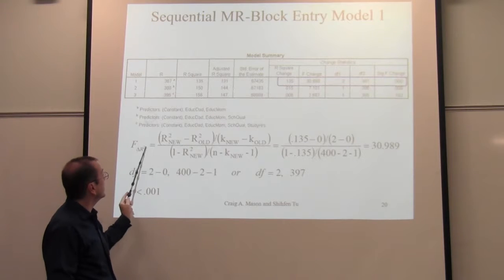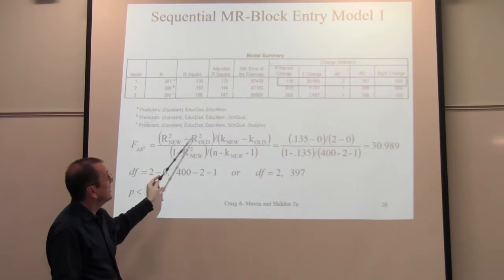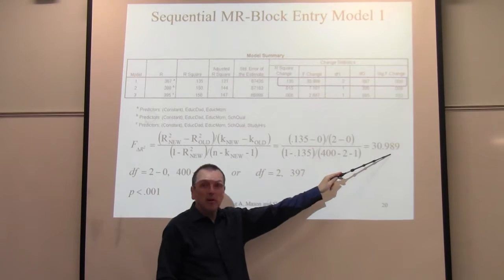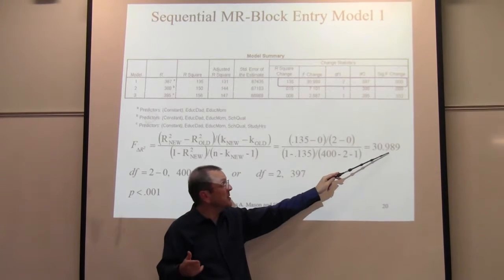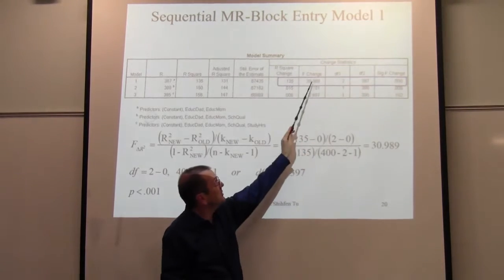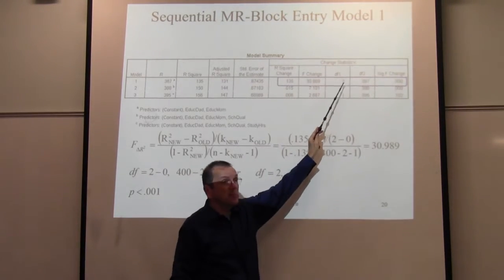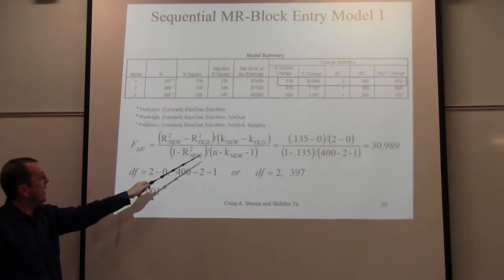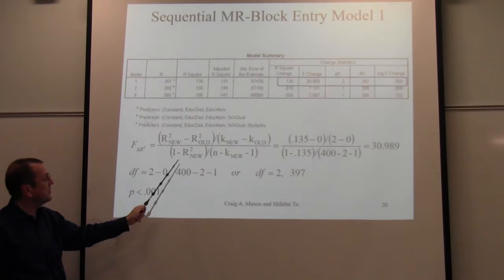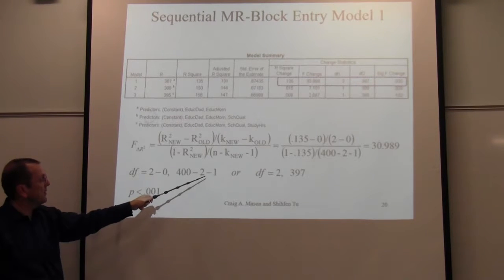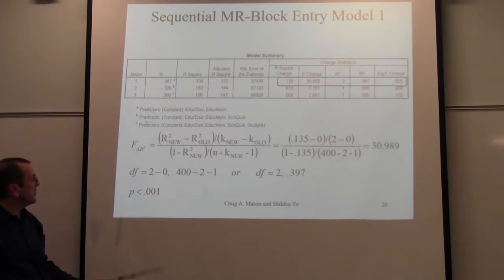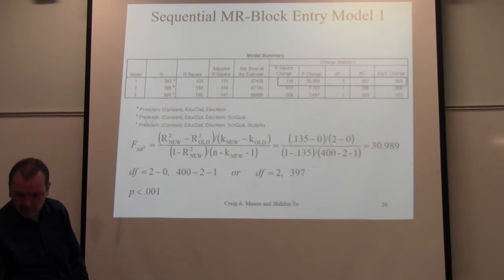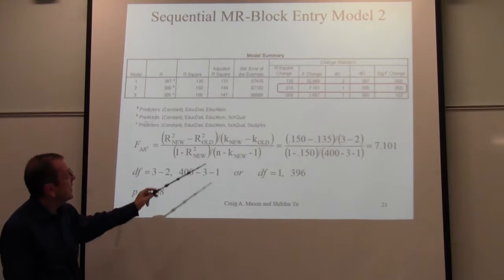So we do the calculations for the F change, and I won't walk everybody through it, but we get the exact same number, which we know for the first model. It'll be the same R squared change. So everything worked. The degrees of freedom are still K new minus K old, n minus K minus 1. So it's the same degrees of freedom. P is less than 0.001. So everything, just like we were just doing.